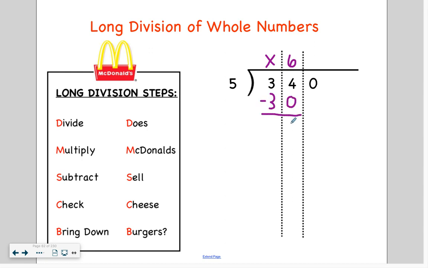Subtract. 3 minus 3 is 0. We don't need to write that. 4 is less than 5, so 6 was a good number to choose. Bring down our 0. 5 goes into 40 8 times. Multiply. 8 times 5 is 40. Subtract. And there's no other numbers to bring down. Again, if we wanted to check, 68 times 5 is equal to 340.